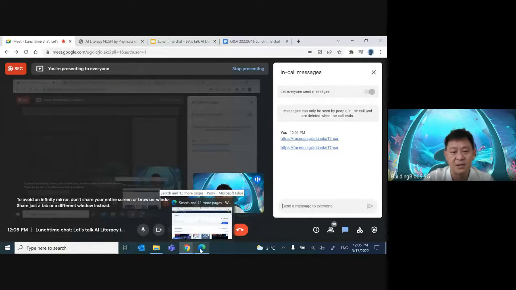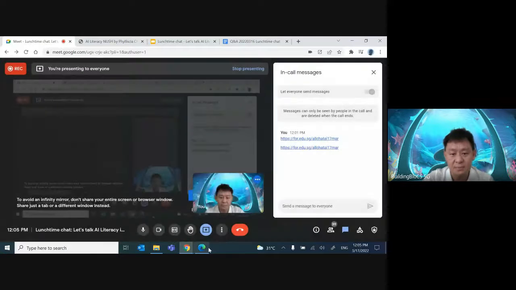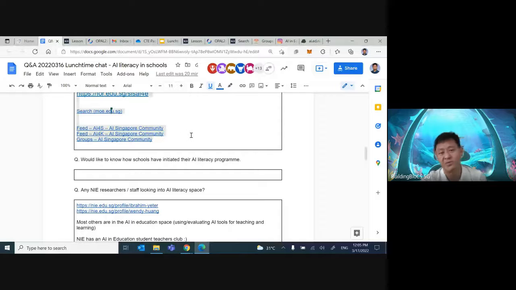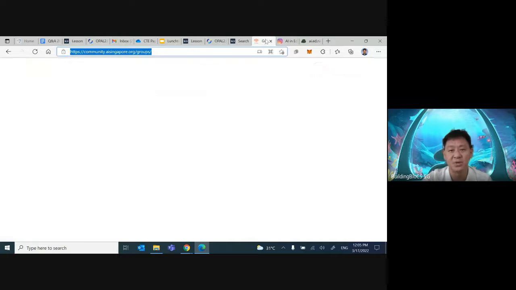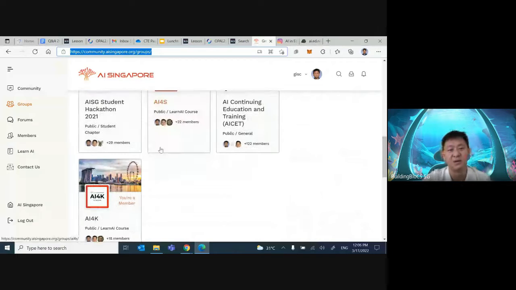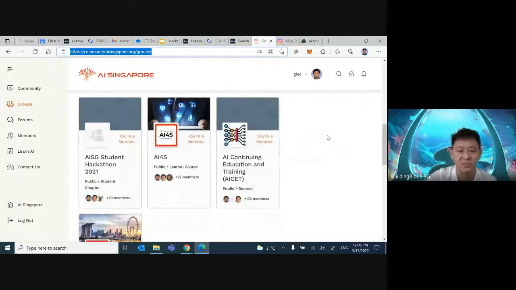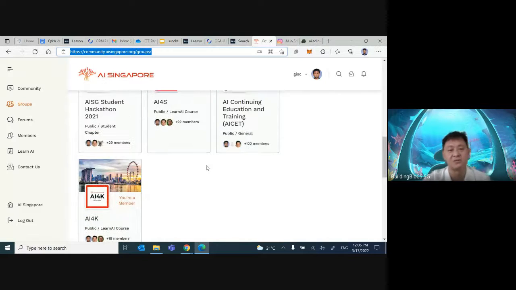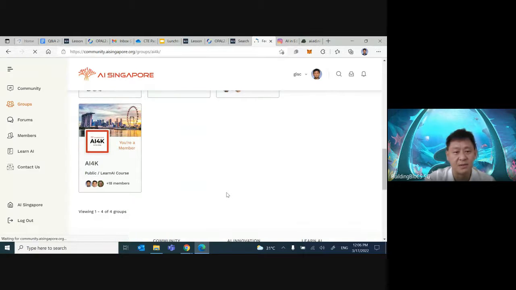That is for SLS. But of course, a lot of things also happen in AI Singapore. Previously they had a Discord group, but they have now created this community, and you can sign up for any groups for free. You have to register as a member first. There's AI for Student and AI for Kids. Currently I think it's pretty new, so the people may not be that many yet.